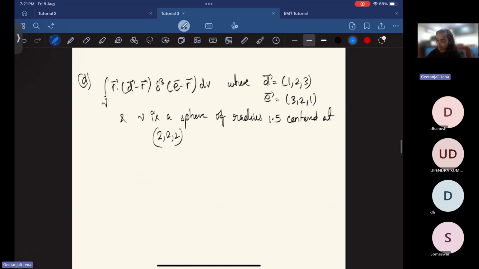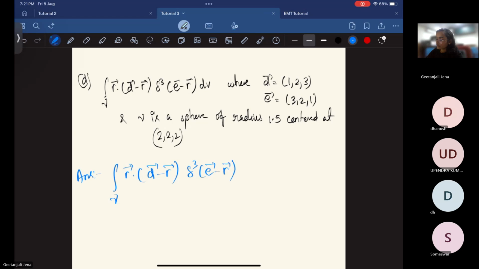Okay, so this will be our last Dirac delta function. Then we'll move to a few more problems on conservative force and Stokes theorem. So d is (1, 2, 3) and the delta function is at (3, 2, 1). And V is a sphere of radius 1.5 centered at (2, 2, 2).